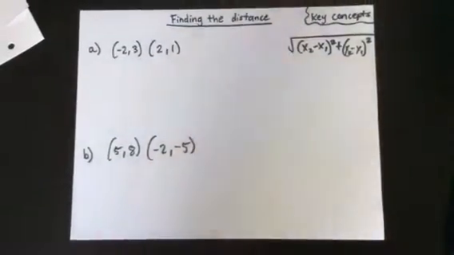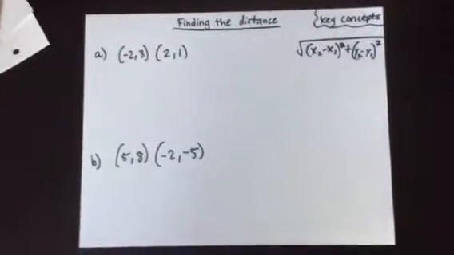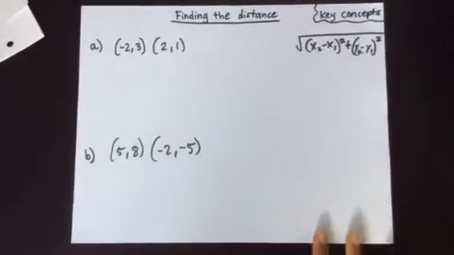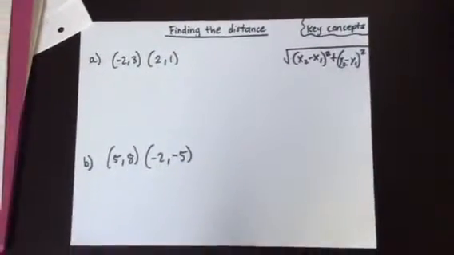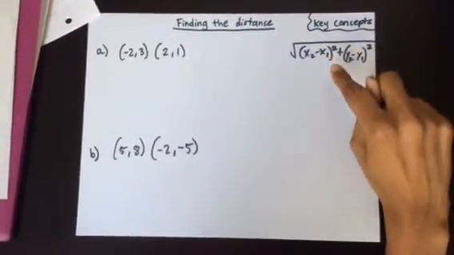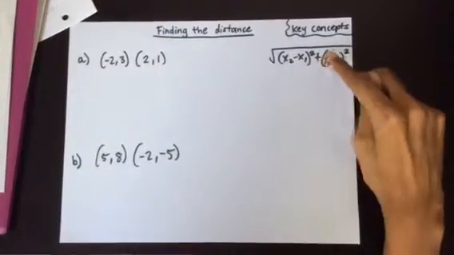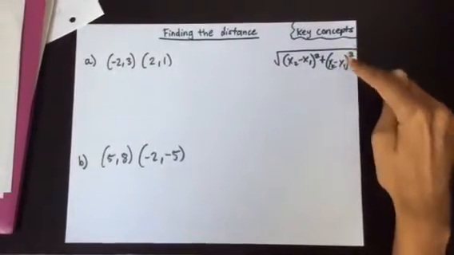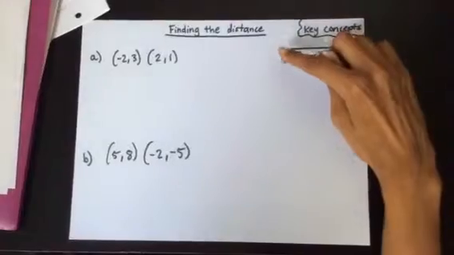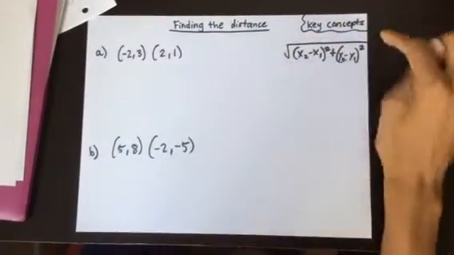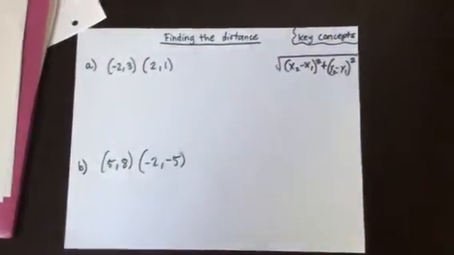Hi guys, today I'm gonna be teaching you how to find the distance between 2 points. So, the formula used is the square root of (x sub 2 minus x sub 1) squared plus (y sub 2 minus y sub 1) squared. And if you get that and you rationalize that, then you would get your distance.